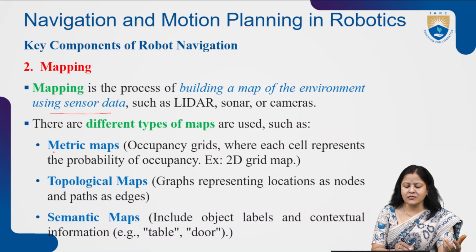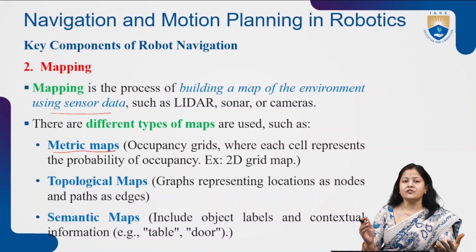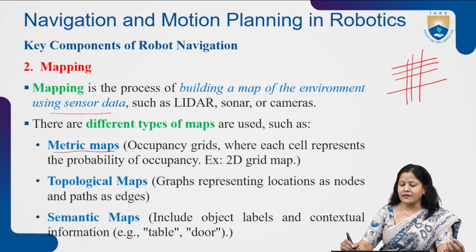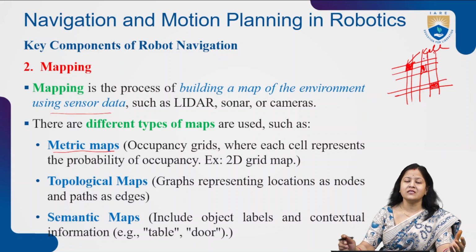As the name implies, the metric map is made up of grids, in the form of rows and columns, where the intersection between a row and a column is called a cell. Each cell represents the probability of occupancy, like a 2D grid map. In my previous video I already discussed that each cell is labeled as either free or occupied. Suppose this space is free, and this and this are free spaces. The robot senses which free spaces are available in the grid and uses them to draw the path.